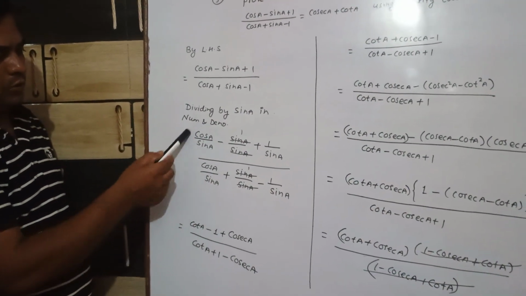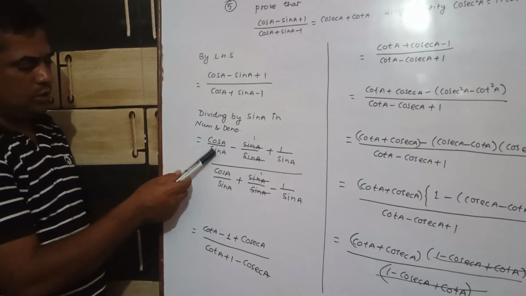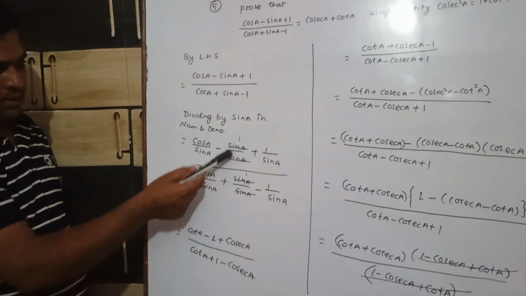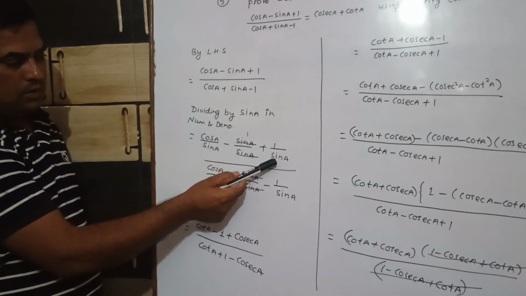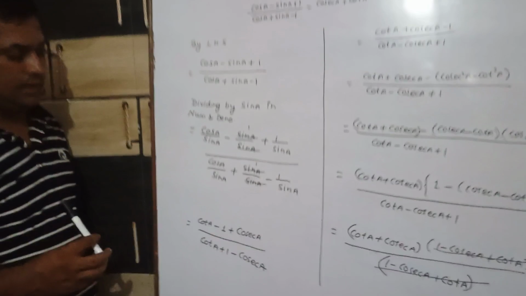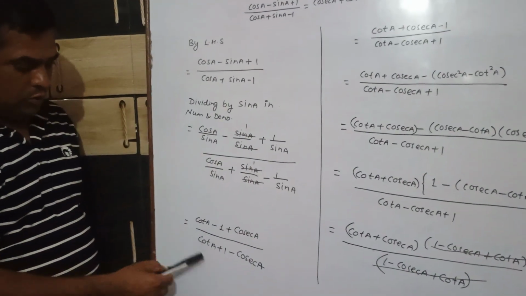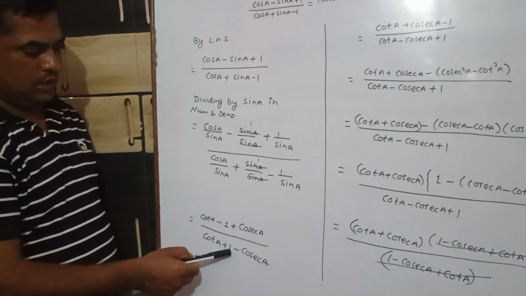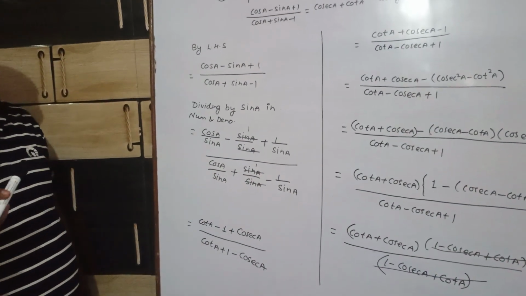Students, you know very well cos upon sin is cot A. So in the place of cos upon sin, we can write here cot A. This will be 1. Now plus 1 upon sin A. The reciprocal of sin A will be cosec A. The value of cos A upon sin A is cot A, plus 1, minus 1 upon sin A is cosec A.